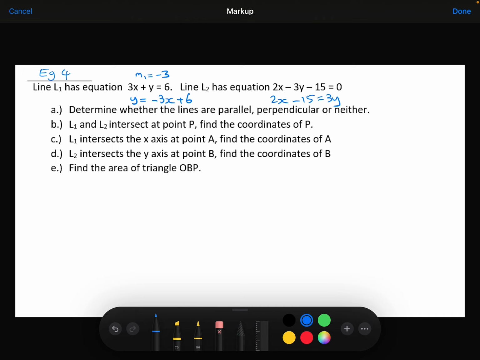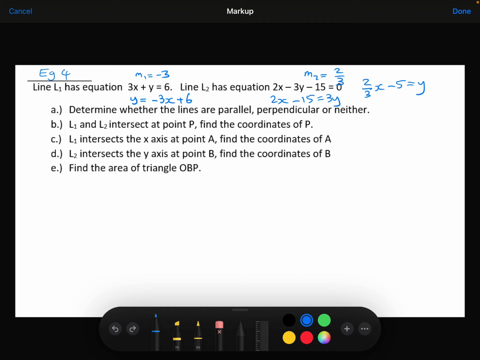And then divide both sides by 3. I get 2/3 x minus 5 is equal to y. So the gradient of the second line is 2/3. The gradients are not the same, so they're not parallel. If I were to multiply those two gradients together, I'd get minus 2. So they're not perpendicular. So therefore, these lines are neither parallel nor perpendicular.